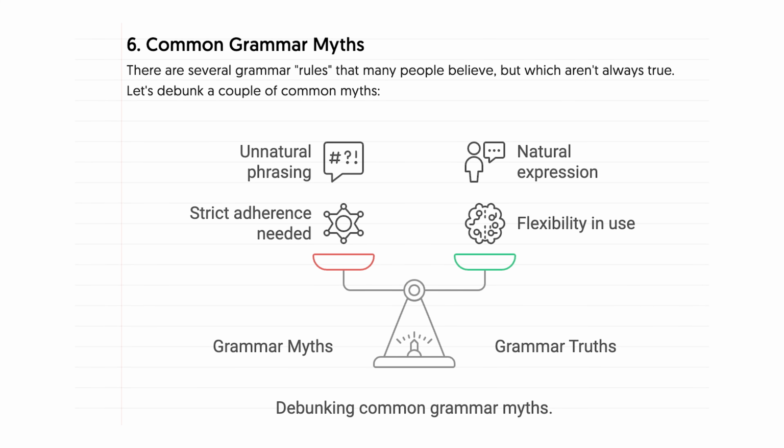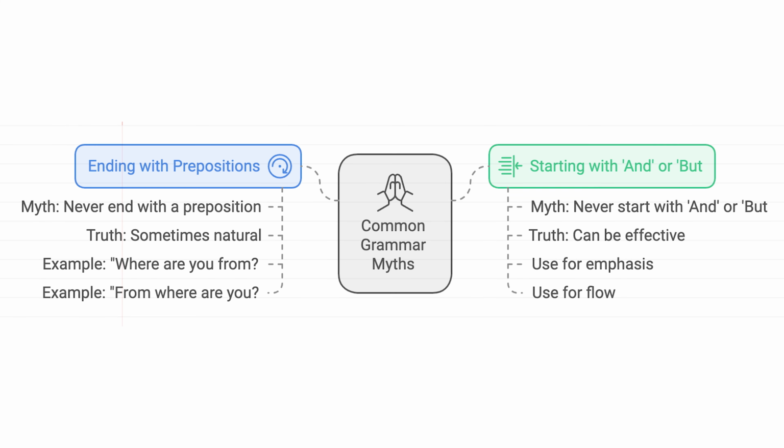6. Common grammar myths. There are several grammar rules that many people believe, but which aren't always true. Let's debunk a couple of common myths. 1. Myth: never end a sentence with a preposition. Truth: while it's true that you shouldn't use unnecessary prepositions, sometimes ending with one is the most natural way to express something. For example, "Where are you from?" is perfectly acceptable. Changing it to "From where are you?" sounds overly formal and unnatural.